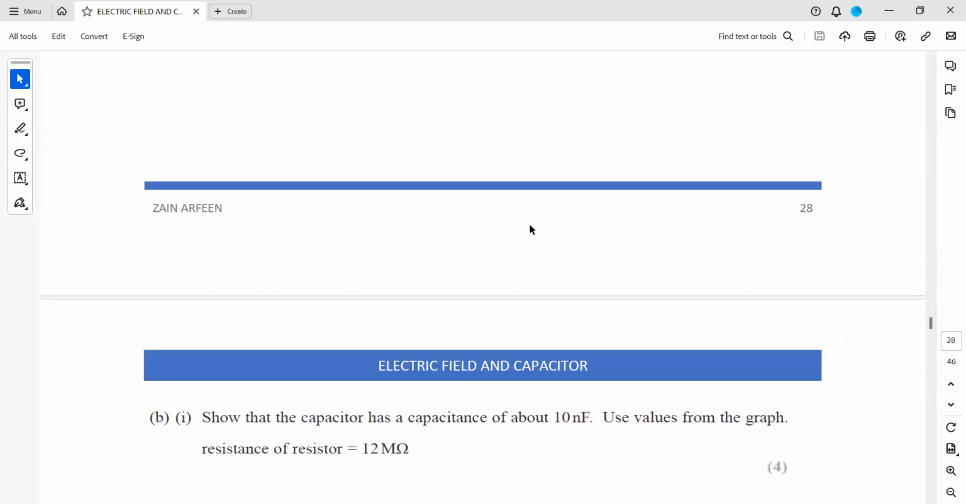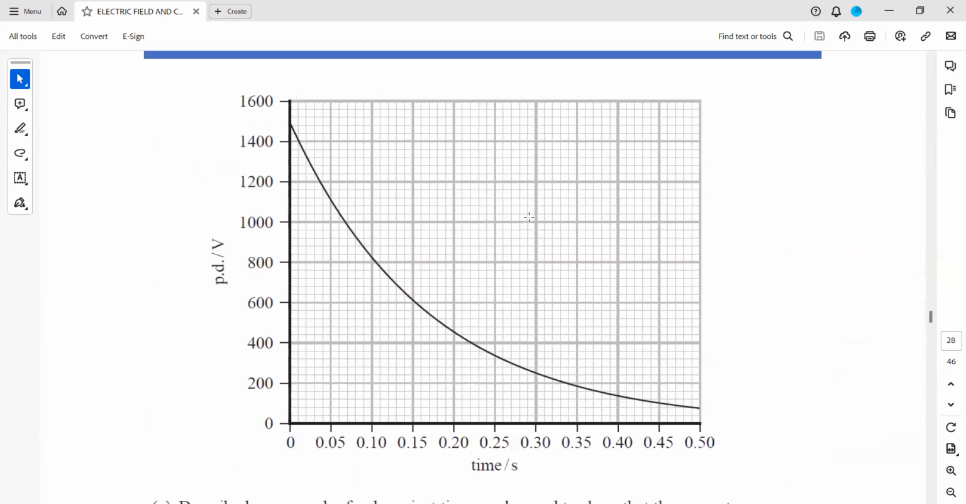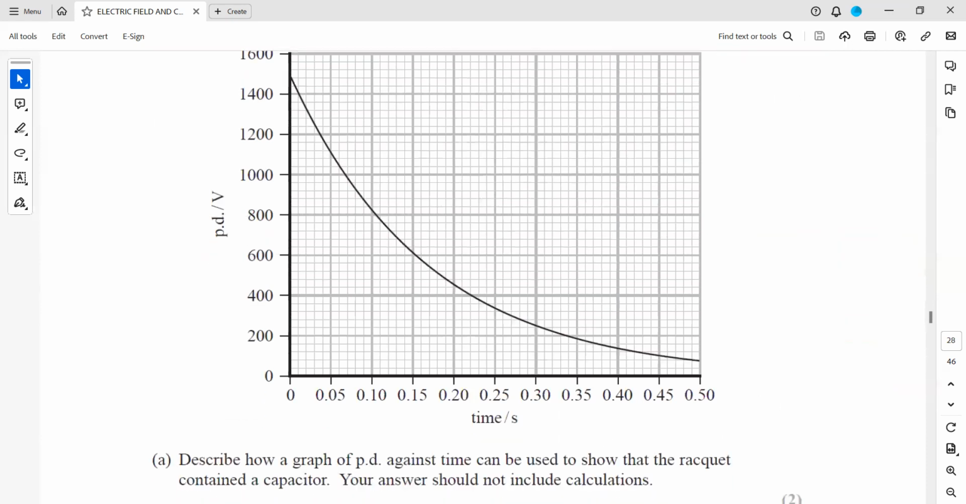Here, you can also plot ln as well. Natural log, you can also plot a graph between ln V and T. That's fine. It should be a straight line with a negative gradient.